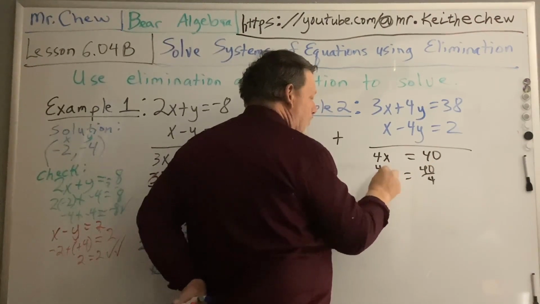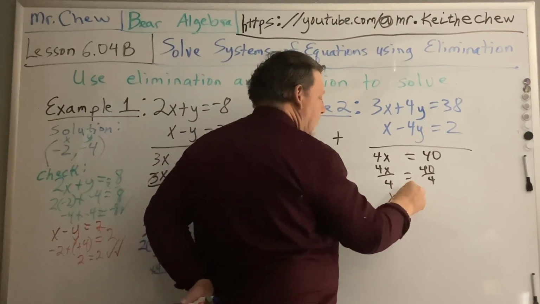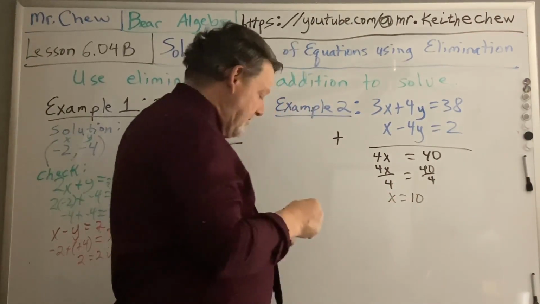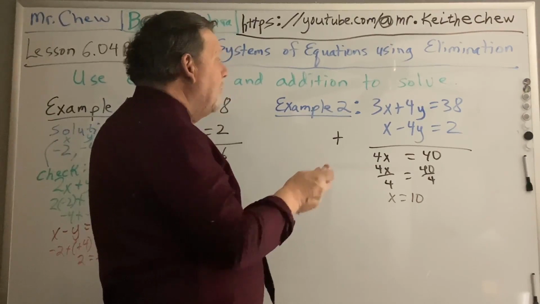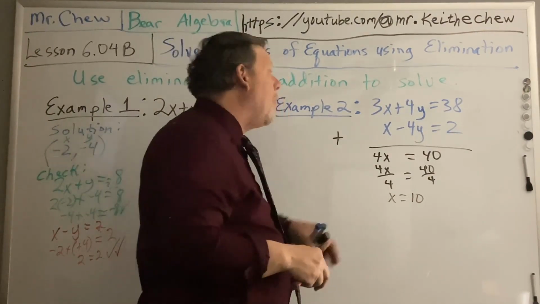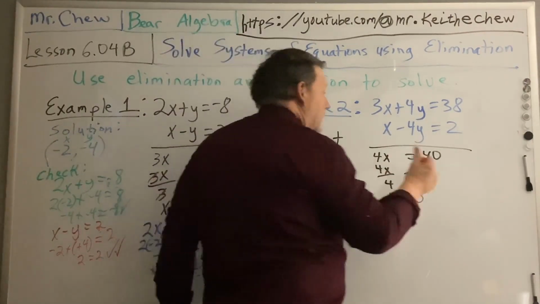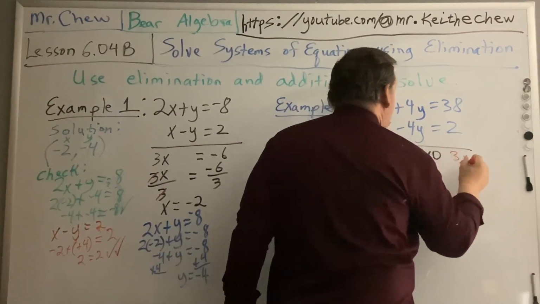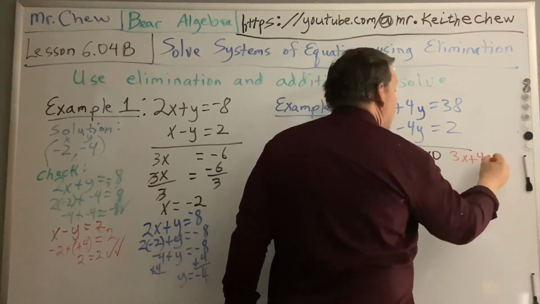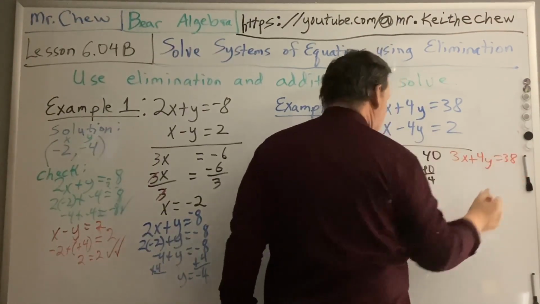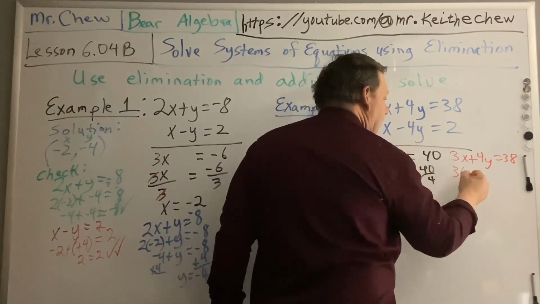The 4 over 4 is 1. 1 times x is x equals 10. Now, since I know what x is, I'm going to substitute in either one to find out what y is. So I'm just going to use the top one because I think it's easier, but you can use either one. I substitute a 10 in here.